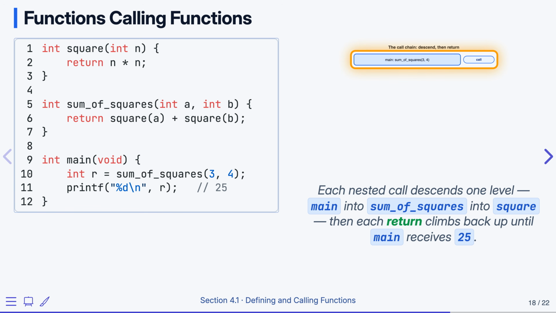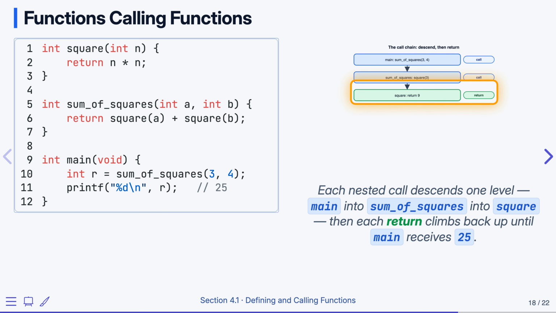Let us follow the call chain. It starts here. Main makes the function call sum_of_squares with 3 and 4. Control descends one level. Inside sum_of_squares, the first call is square(3). Control descends again into square. It computes 3 times 3 and returns 9.